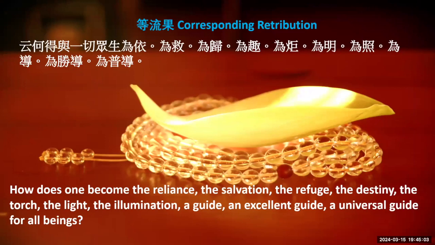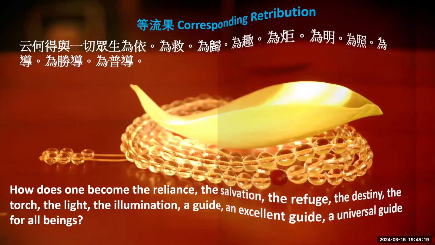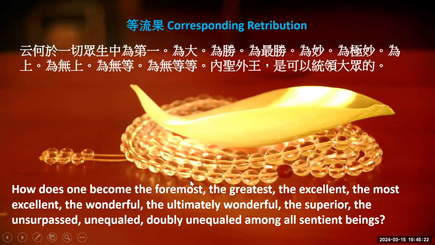So let's take a look at the sutra text. How does one become the reliance, the refuge, the torch, the light, a guide, an excellent guide for all beings? How does one become the foremost, the superior among all sentient beings? This means a bodhisattva who practices pure conduct will naturally become the guiding teacher for living beings, leader of the assembly, and someone to be relied upon as the corresponding retribution in action and feeling.